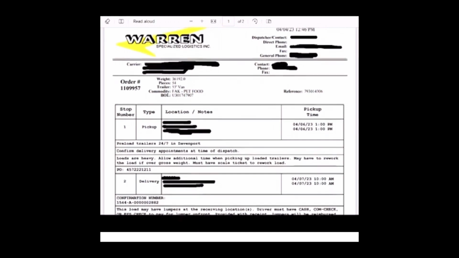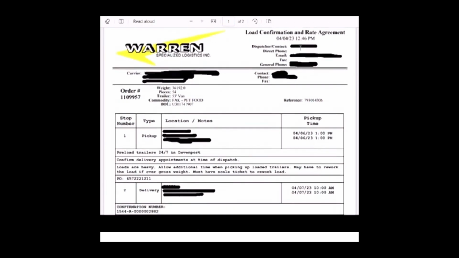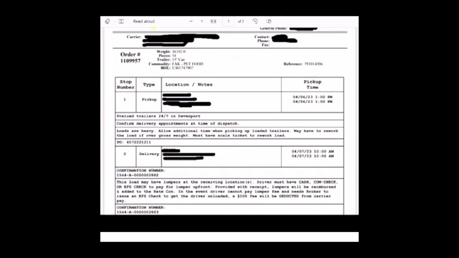Now the rate con is a legally binding contract, and you'll see right here we're saying the dispatcher's info. That's going to generally give you the information of the broker. Carrier information, that's your owner operator. It's talking about the weight, how many pieces it is, the trailer with the commodity, the BOL number. Tells you where to pick up, where you're delivering to, pickup time, delivery time. All of this is important.